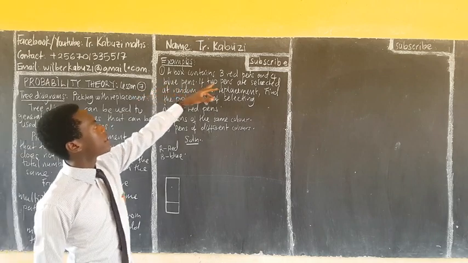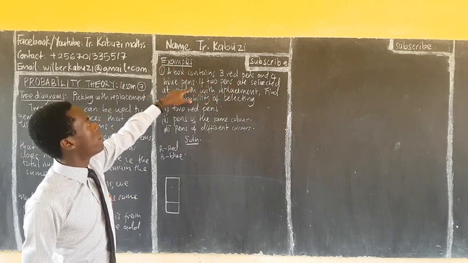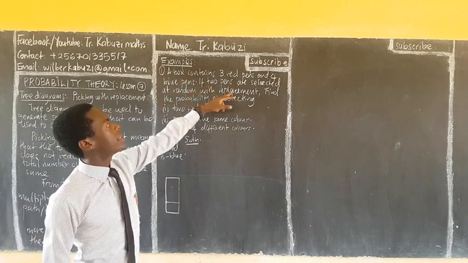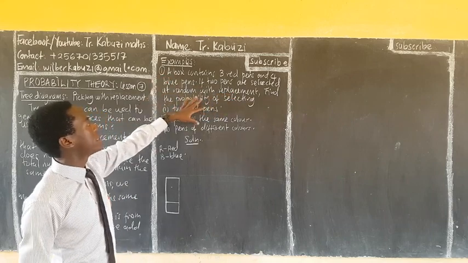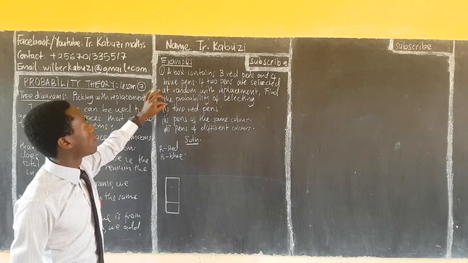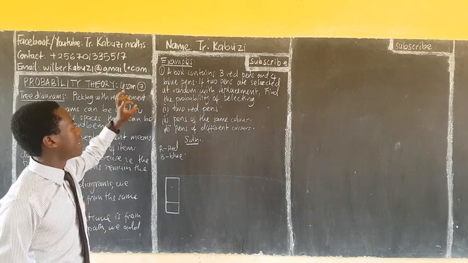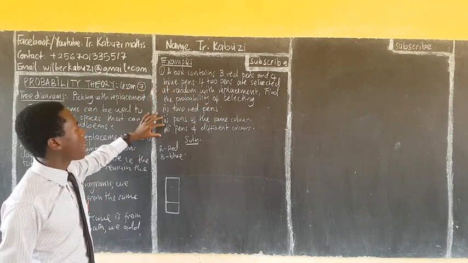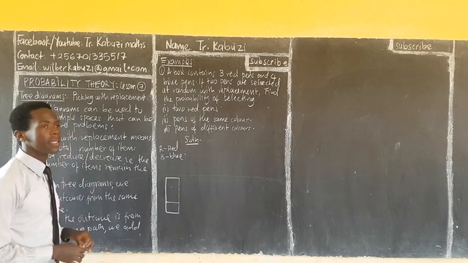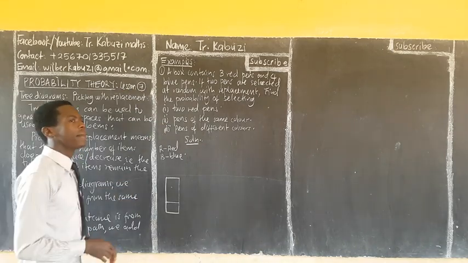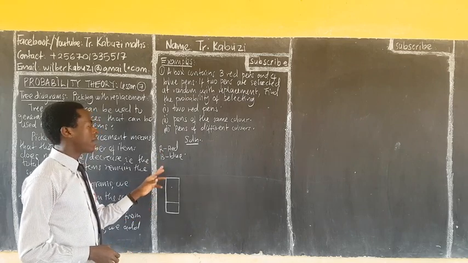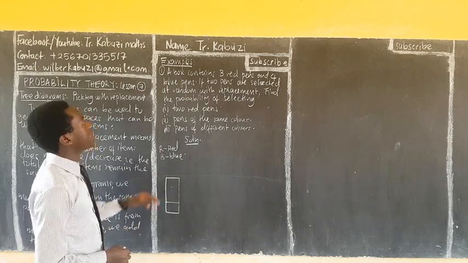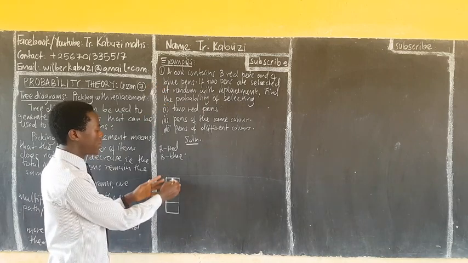A box contains 3 red pens and 4 blue pens. If 2 pens are selected at random with replacement, find the probability of selecting red pens, pens of the same color, and pens of different color. From there, let R be the red color and B be the blue color. I'm going to assume that this is my box.